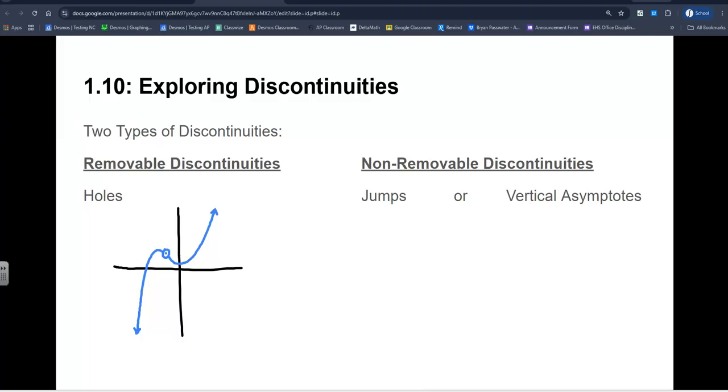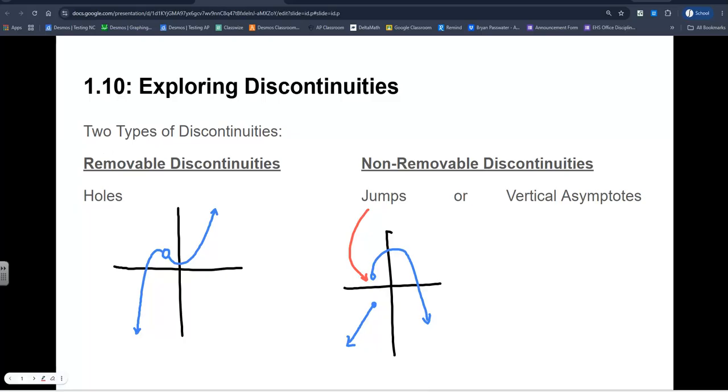Some non-removable discontinuities are jumps. Jumps are typically going to happen with piecewise functions. So that's like when you have different pieces of a function together. So you might have something like this, and then it might jump up here and do something like that. So your non-removable discontinuity right here would be a jump occurring at that point.